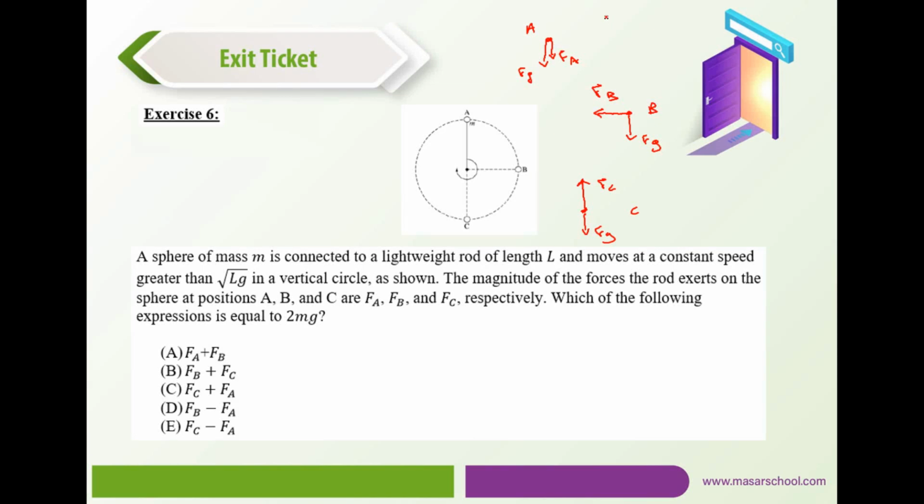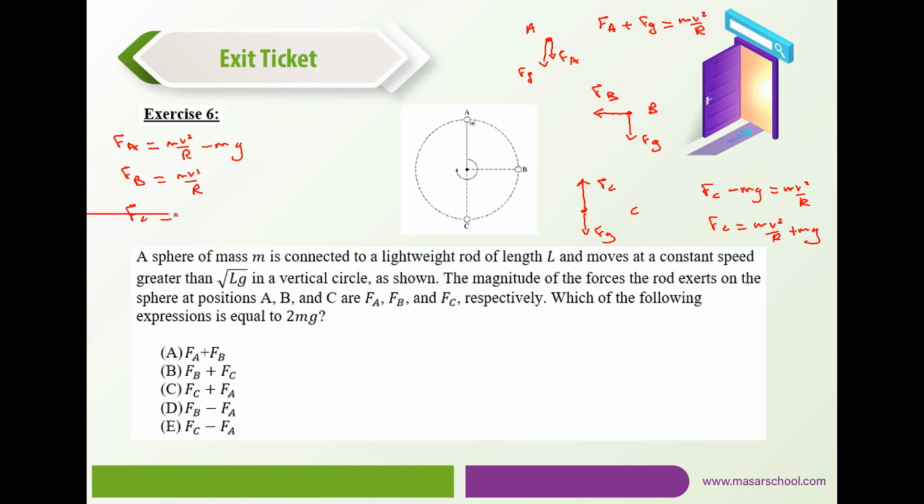Now in this case, we can say that Fa plus Fg would be equal to mv square over r, which means that the force at the point A would be given by mv square over r minus mg, and Fb would be simply equal to mv square over r. And for the point C, we have that Fc, which is the positive direction along the center, minus mg equals mv square over r. Then Fc would be given by mv square over r plus mg.